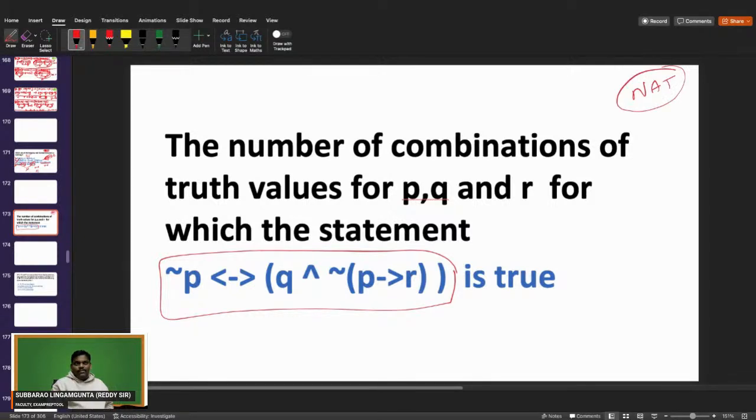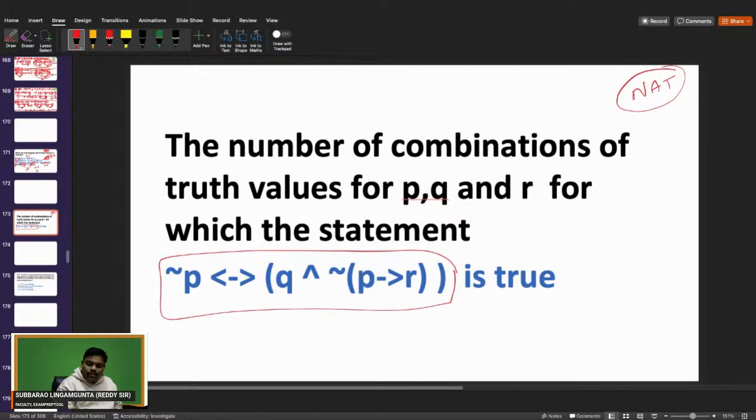Can you give the answer for this? The number of combinations of truth values for P, Q, and R for which the statement is true. Can everyone try this? Given statement is true for how many combinations? Everyone can try.